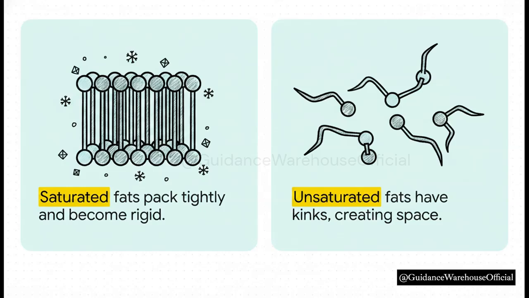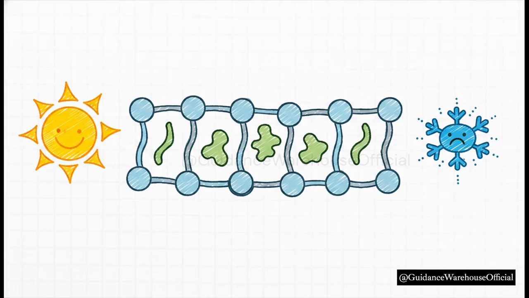The second major adaptation is cholesterol. Now, I know cholesterol gets a terrible reputation in diet culture, but in cellular biology, it's an absolute lifesaver. It sits tucked away right between the phospholipids and acts as the ultimate temperature buffer. If it gets way too cold, cholesterol stops the tails from packing too tightly and freezing. But if it gets too hot, it actually holds things together so the membrane doesn't melt and become too fluid. It basically extends the functional temperature range of your entire life.